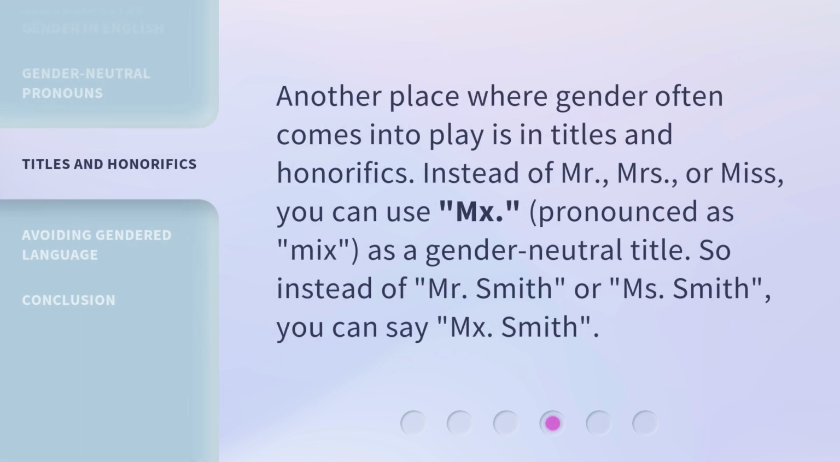Another place where gender often comes into play is in titles and honorifics. Instead of Mr., Mrs., or Miss, you can use Mx, pronounced as mix, as a gender-neutral title. So instead of Mr. Smith or Miss Smith, you can say Mx Smith.